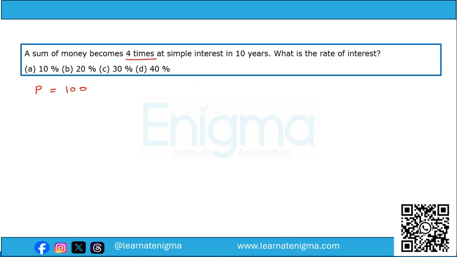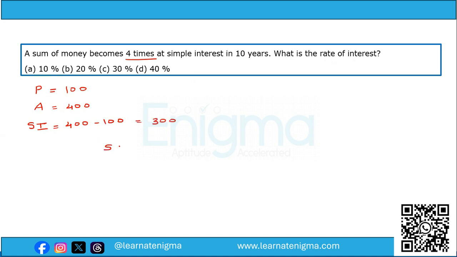Now it is becoming 4 times. That means amount becomes 400. So therefore we can say simple interest will be 400 minus 100, that is 300.